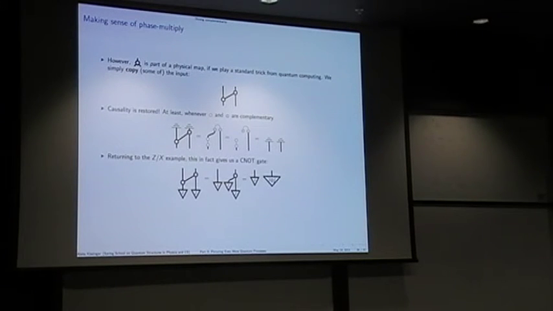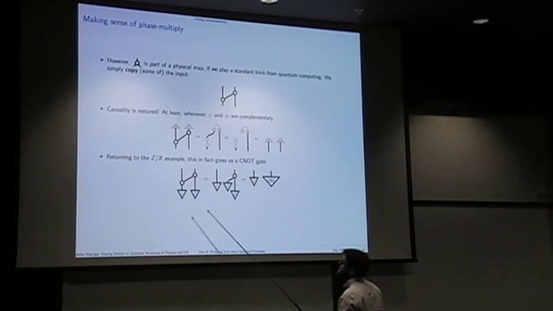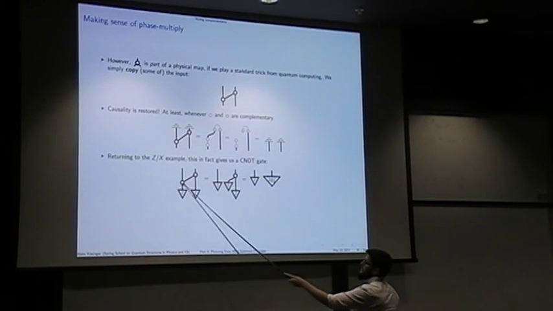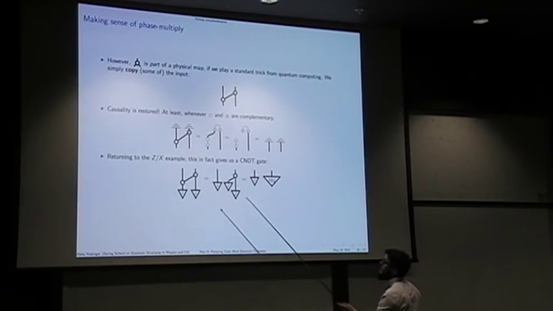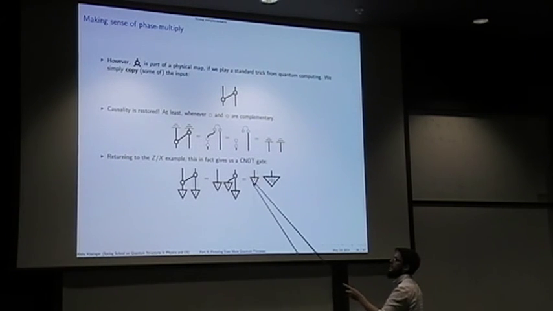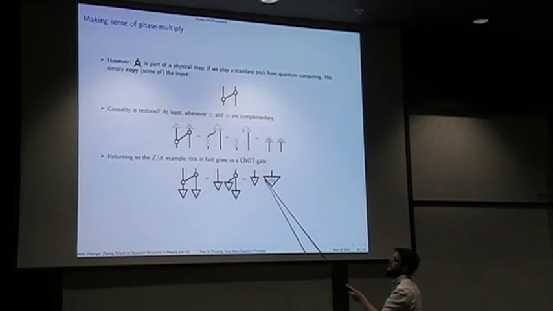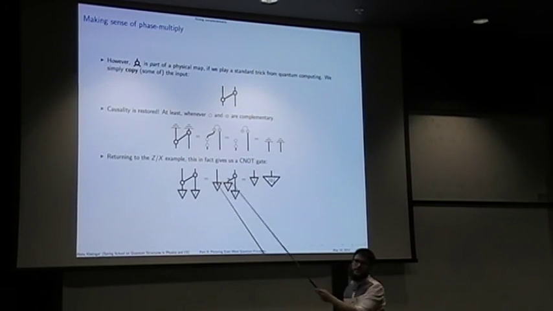In the ZX example, this thing is actually a C0 gate, and you can see why. If I put in two white basis vectors, then this one gets copied by the white dot, right? And then this thing acts on X or acts on white as XOR, right? So this thing is just C0.